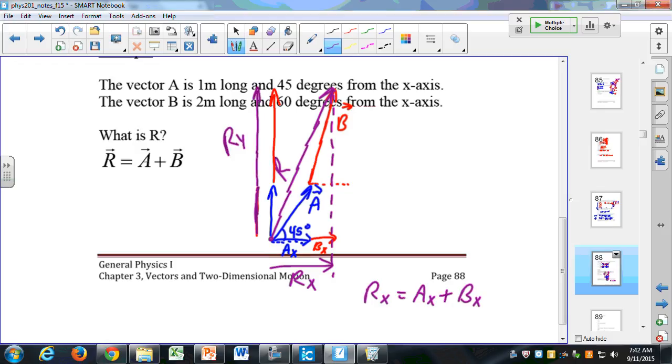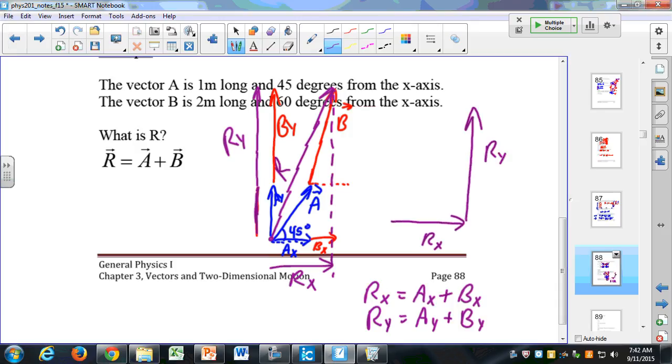So this is RY, and then I have AY and BY. So I can say then down here that RY is equal to AY plus BY. Once I find the X and Y components of R, this is RX. I'll translate my RY over. This is RY. Then I can find that vector R. So that's sort of how we would do that graphically.